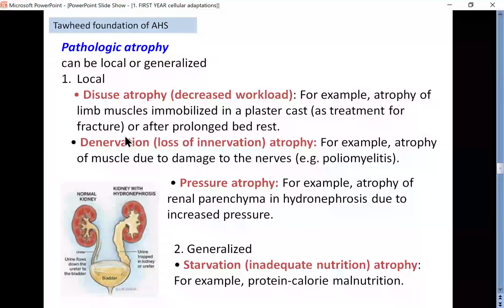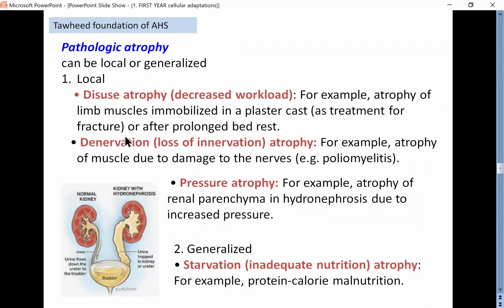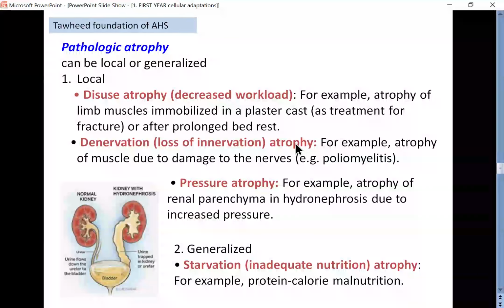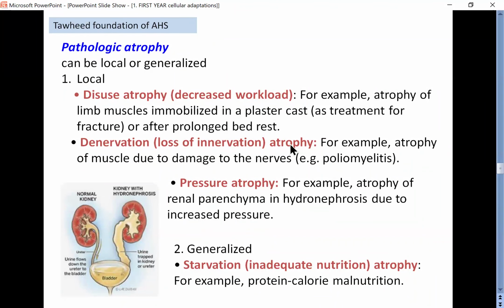The second example of local pathological atrophy is denervation, or denervation means loss of innervation. Because of that, we get atrophy. For example, in polio, what happens? The polio virus will damage our nerves. So whatever muscle is supplied by those nerves will undergo atrophy. That is called denervation atrophy.